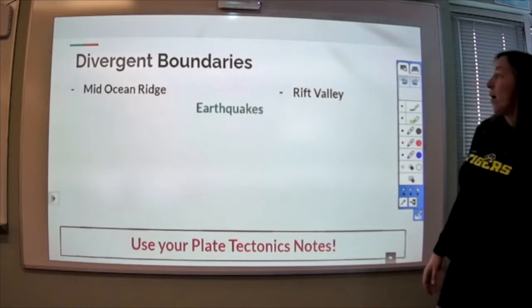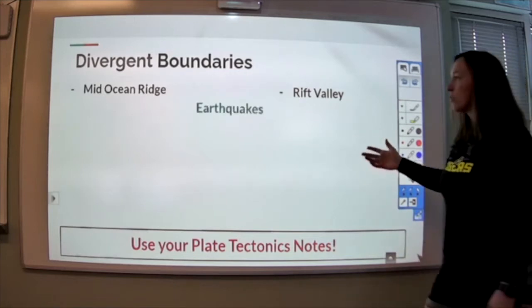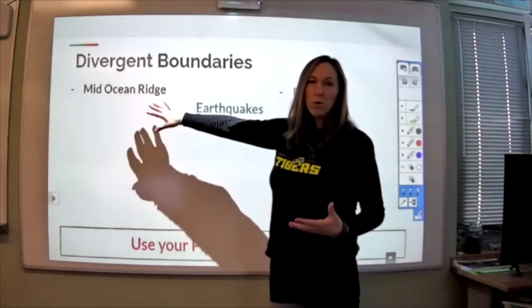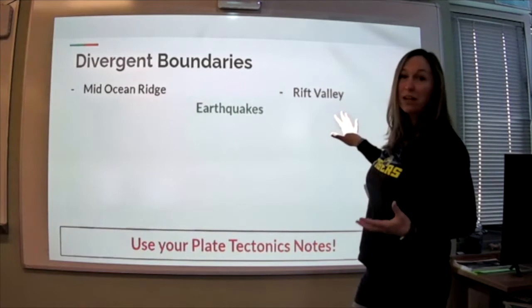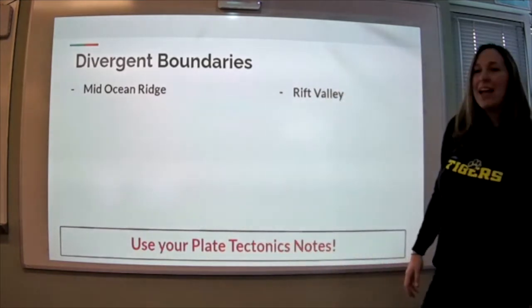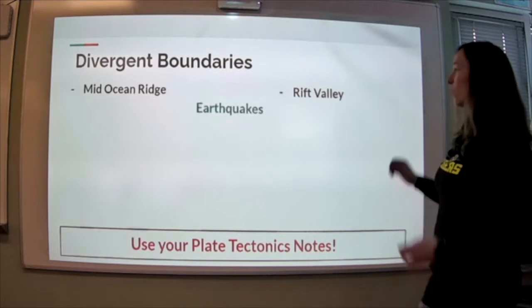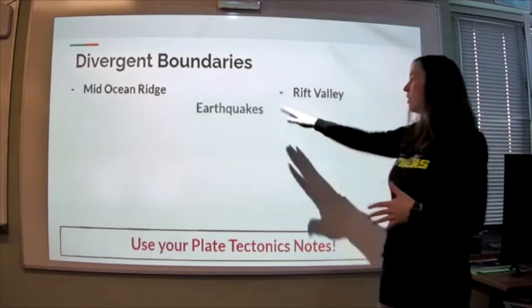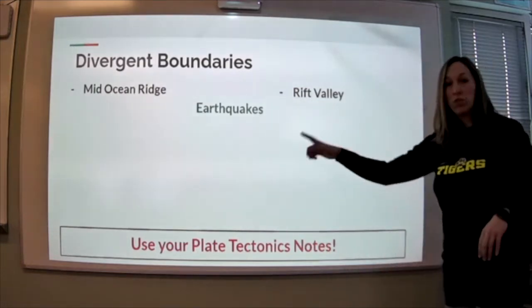Oh yeah, by the way, earthquakes occur here. So if it ever asks for a landform, mid-ocean ridge is a landform. Rift valley is a landform. Earthquakes are events, and they're going to happen at every boundary. Earthquakes happen when the plates are shifting and adjusting. That's why they also happen at both of these boundaries.